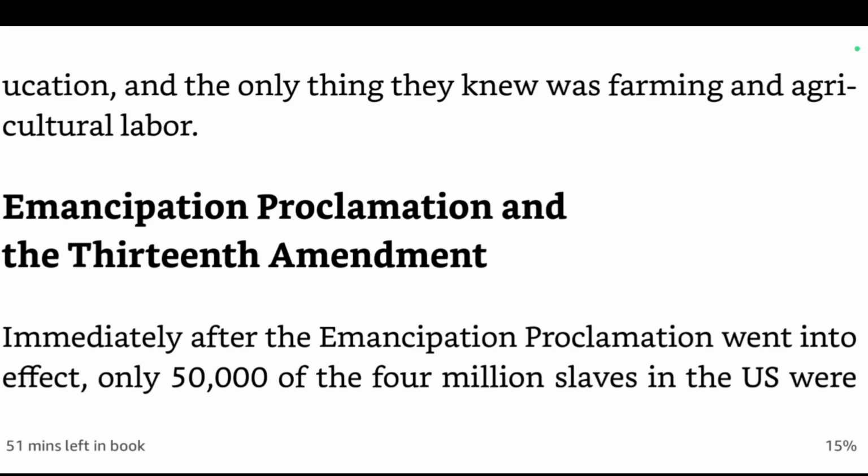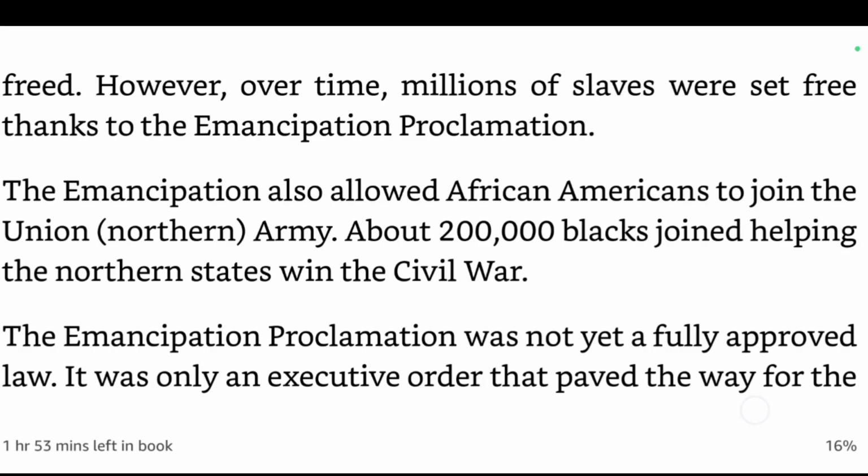Emancipation Proclamation and the 13th Amendment. Immediately after the Emancipation Proclamation went into effect, only 50,000 of the 4 million slaves in the United States were freed. However, over time, millions of slaves were set free thanks to the Emancipation Proclamation. The emancipation also allowed African Americans to join the Union Northern Army. About 200,000 blacks joined, helping the northern states win the Civil War.